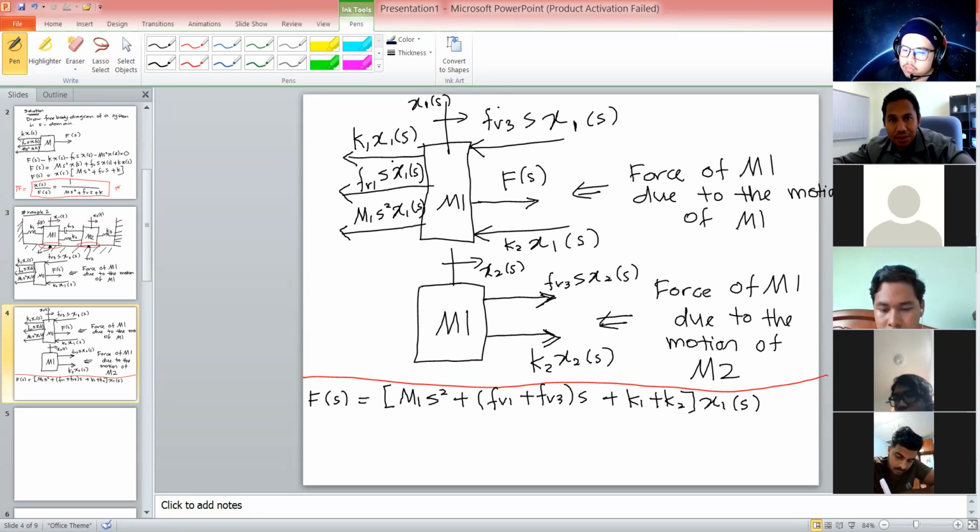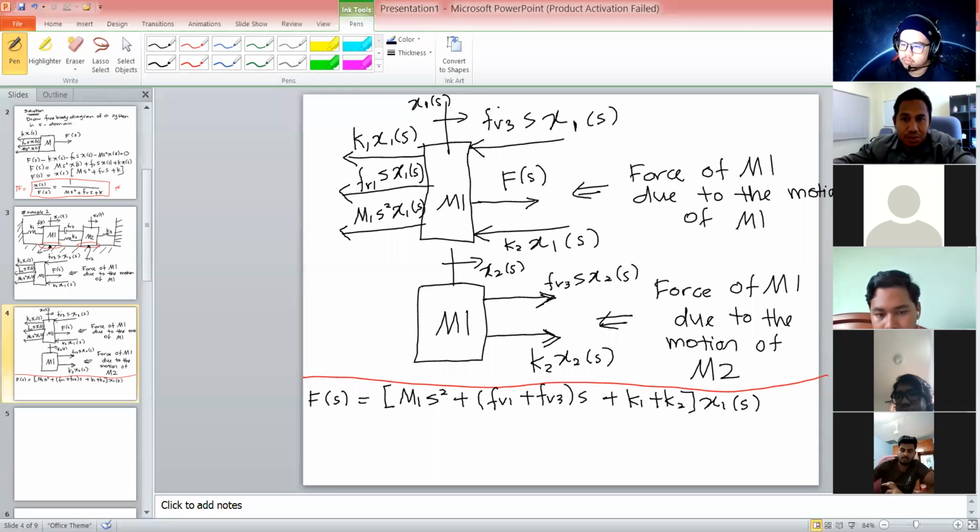We look again here. How many forces do we have here? One, 2, 3, 4, 5, 6. Enough or not? 1, 2, 3, 4, 5, 6. Okay, enough.